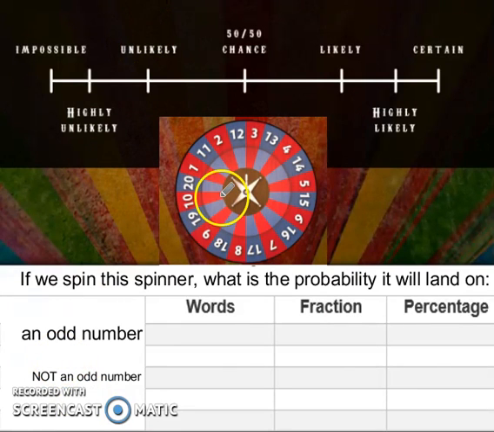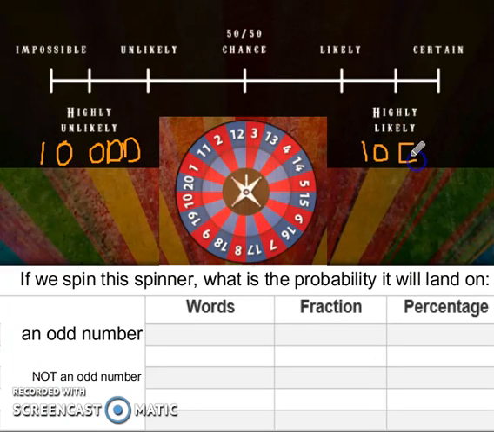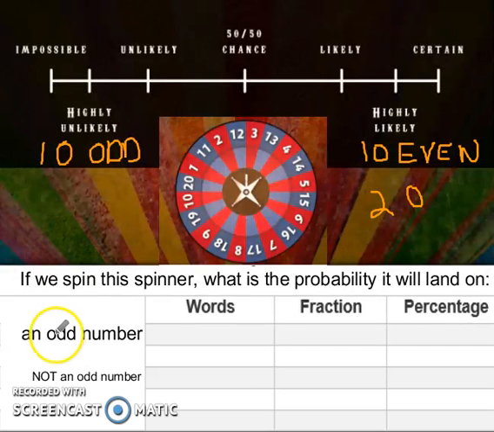Okay, I have a spinner, and I know that there are 10 odd numbers and there are 10 even numbers on my spinner. There are a total of 20 pies on my spinner, 20 numbers. Okay, so what am I going to do? I am going to figure out what the probability would be that it would land on an odd number. Well, first I'm going to think how many numbers are there all together. That goes on the bottom. How many are odd? 10. That goes on the top. I can divide that. I'll get 0.5, move my decimal point over twice, 50%.